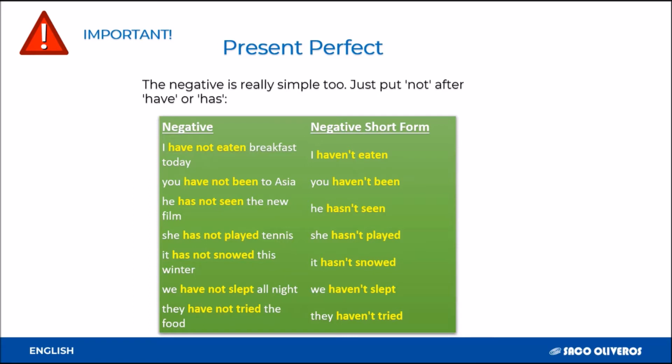She has not seen the new film. She hasn't seen the new film. She has not played tennis. She hasn't played tennis. It has not snowed this winter. It hasn't snowed. We have not slept all night. We haven't slept. They have not tried the food. They haven't tried.